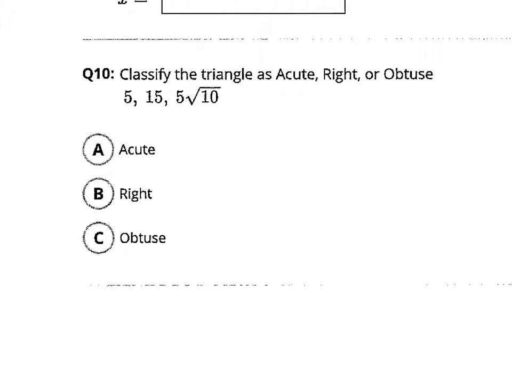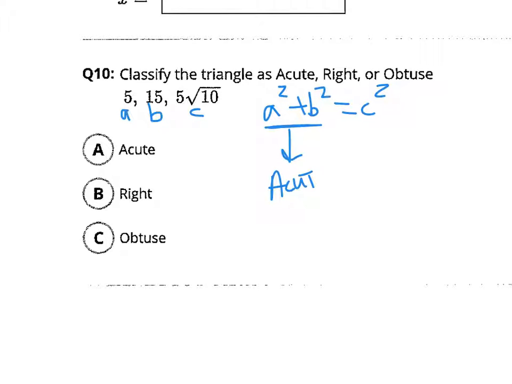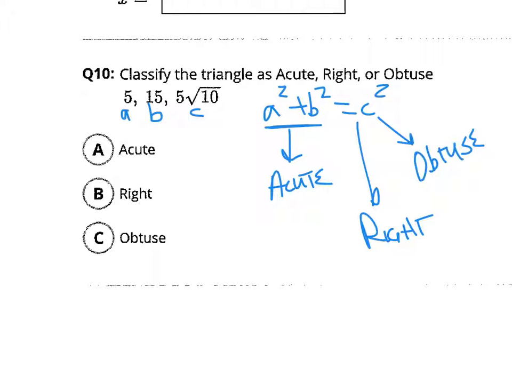Question 10. Is it acute, right, or obtuse? So you want to make sure that this is your A, this is your B, and this would be your C. Plug them into the Pythagorean theorem. Make sure you square them. If this side is bigger, it's acute. If this side is bigger, it's obtuse. And of course, if they're equal on both sides, then it's right.